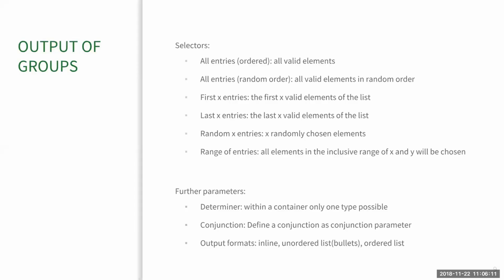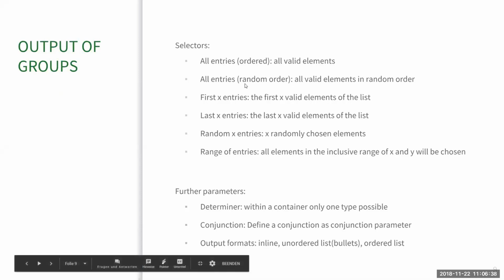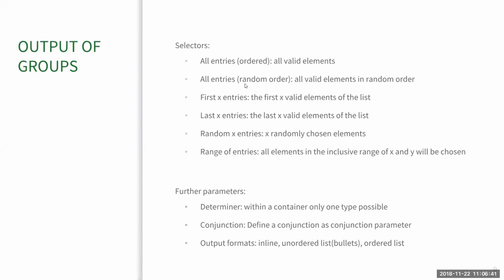So now we have created a group, we have a list, and now I will show you how to use them. We have different parameters for outputting. First of all, the selectors, where we can define what we want to output out of the group. Here are all the ones that we can use. For example, all entries outputs all the elements that are true within our list in the defined order in our group. Then we also have all entries in random order, with which we can increase the variance, for example.